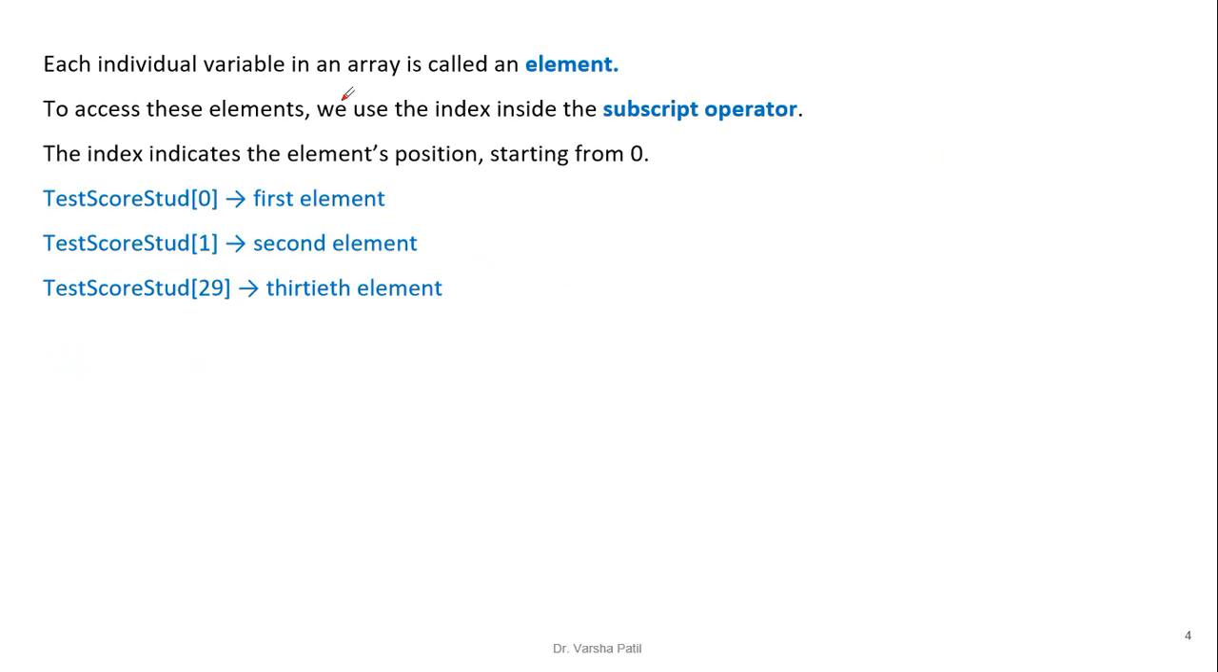Each individual variable in an array is called an element. To access these elements we use the index inside the subscript operator. The index indicates the element position starting from 0. For example, we want to access the first element. Index in C always starts from 0. So the first student's marks will be stored in test_score_stud[0]. This is the array element, that is the first element, and this bracket is nothing but the subscript operator, and 0 is mentioned. So the first element is accessed here, the second element is accessed, and at the 29th index the 30th element is accessed.